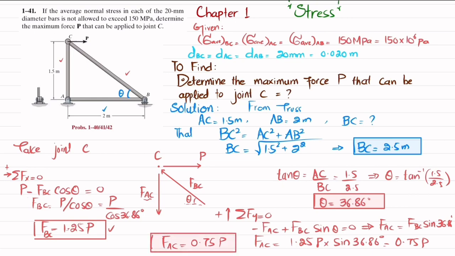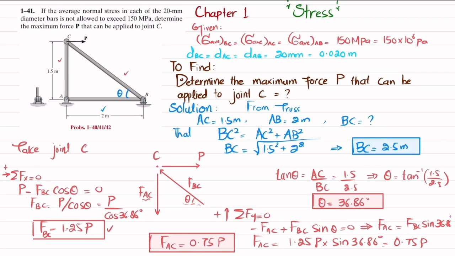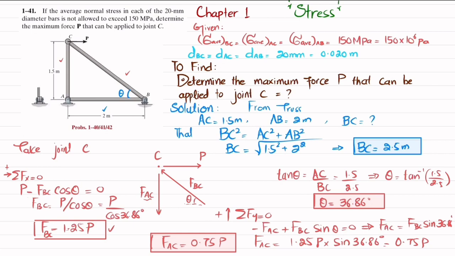Now you can see that initially I have told you that this member FAB is in compression, clear, and this member will be in tension. So we will write it over here. I will choose another color. FBC is in compression, so I will write C, and FAC is in tension. Okay. Now we'll move toward another page.